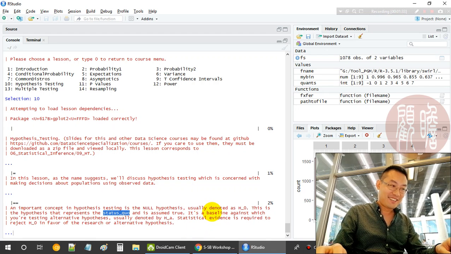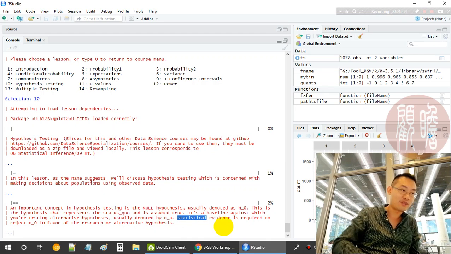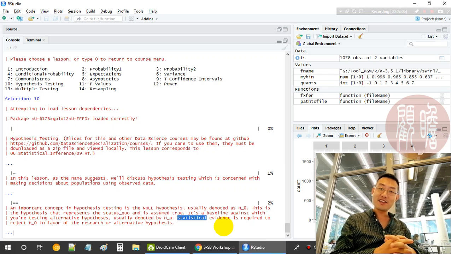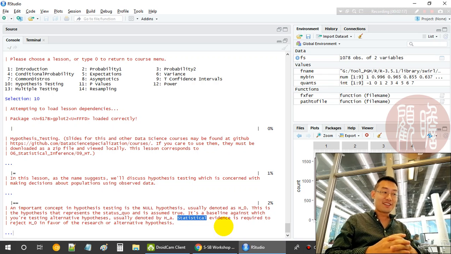It is a baseline against which you are testing the alternative hypothesis. Usually we denote it with HA, H alternative. Statistical evidence is required to reject H0 in favor of the alternative hypothesis. For example, for the last 5 weeks I have been eating chicken rice, and if nothing changed, I will continue to eat chicken rice. But today I learned that all the chickens have disappeared in Singapore where I live. Then tomorrow, what will I eat? It's very unlikely I will be able to eat chicken rice because there's no chicken. So things have changed. So we have to accept the alternative.